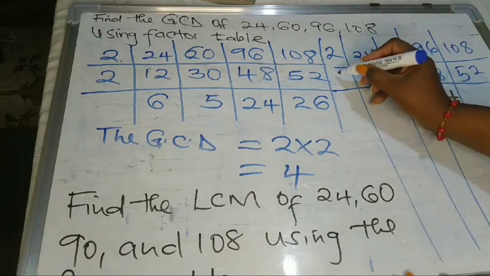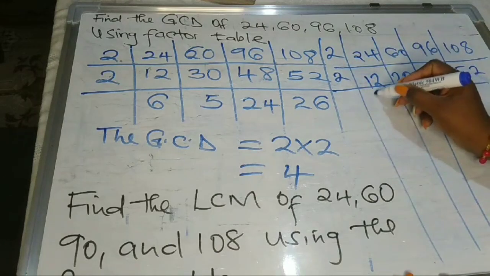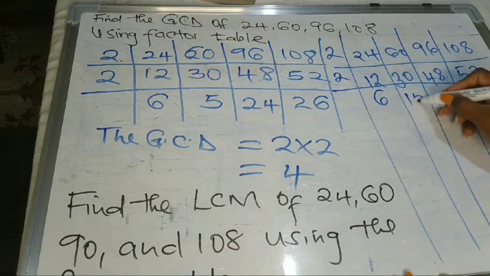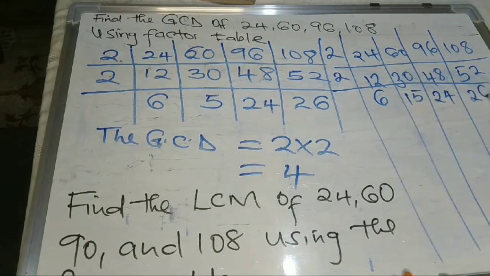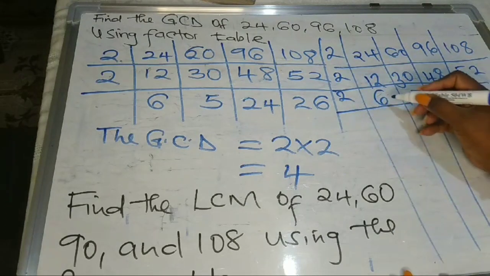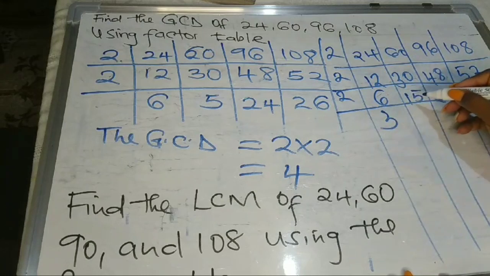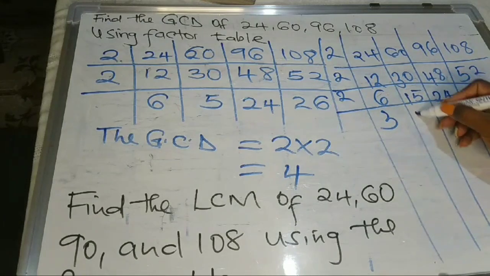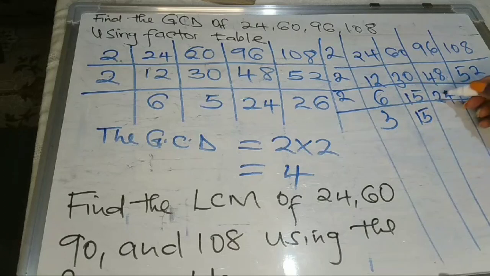So we go to 2 again. This will be 6, this will be 15, this will be 24, this will be 27. Now we go to 2 again. We have numbers here which are divisible by 2. Now this one cannot divide by 2, so it remains like that. 24 by 2 is 12, 26 by 2 is 13.